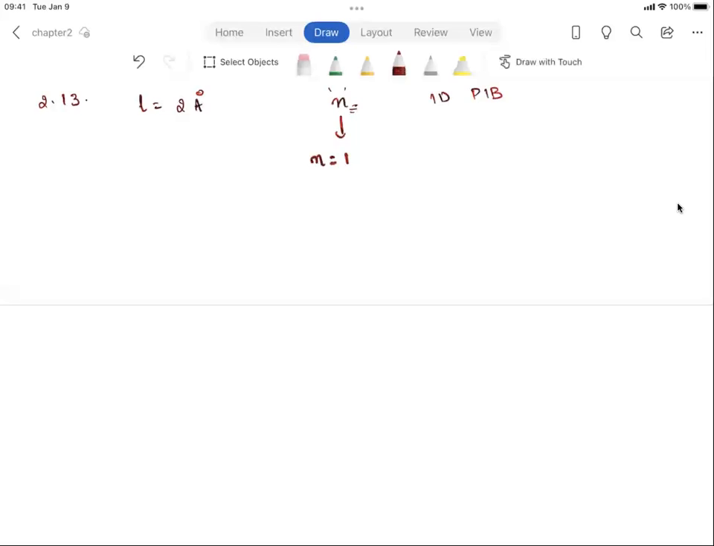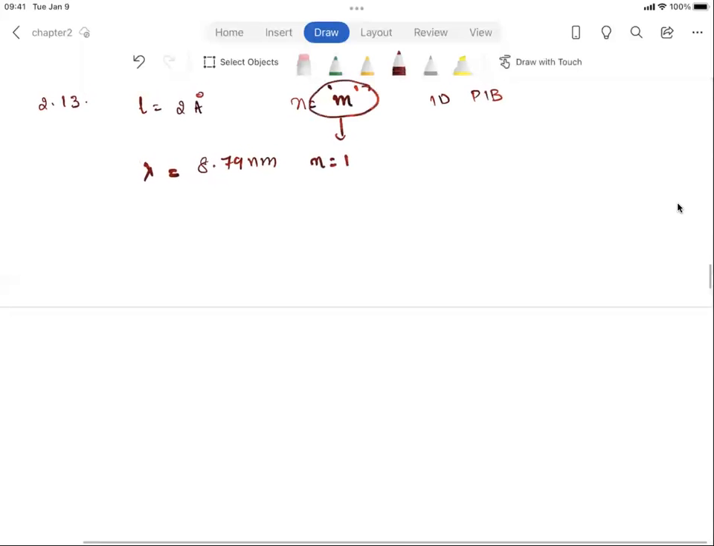to 1. Calling it N is not super intuitive, so let's just call N the excited state. It makes a transition to N equals 1, which is the ground state. During this transition, a photon of wavelength 8.79 nanometers is emitted. We are asked to find the quantum number of the initial state, which is the excited state.